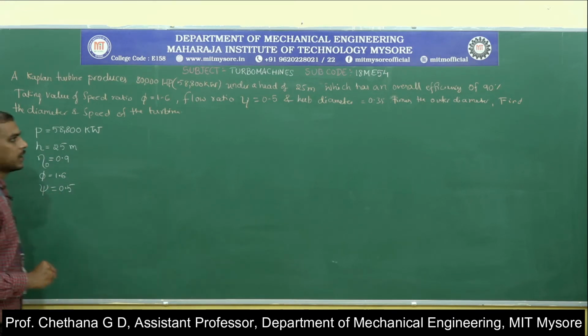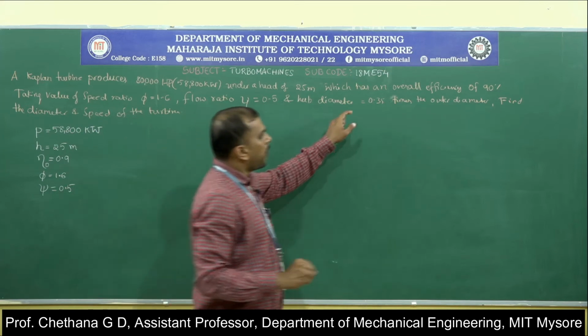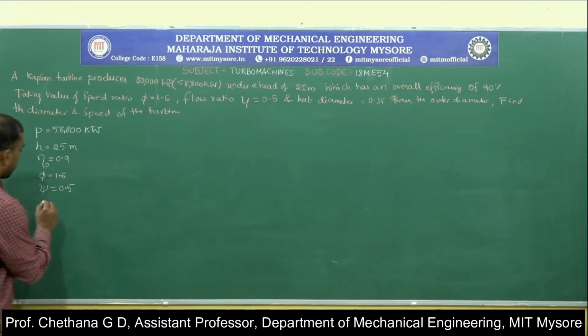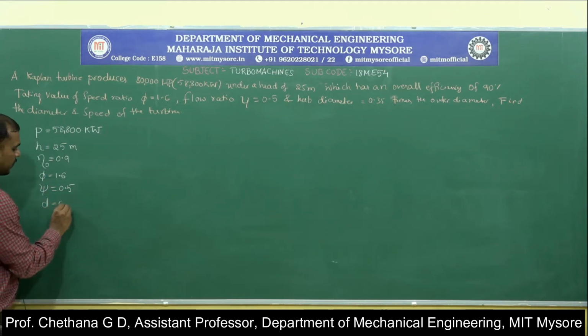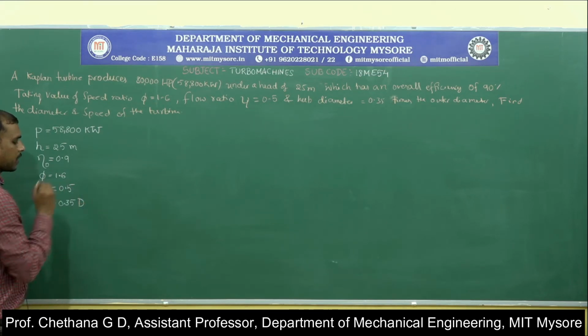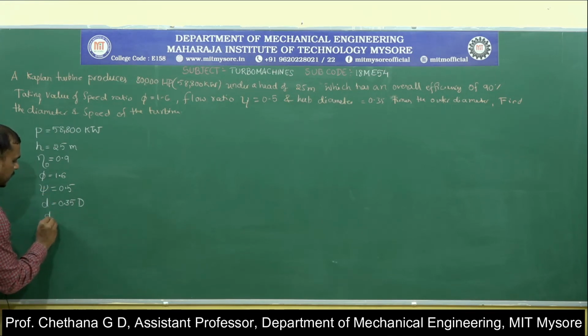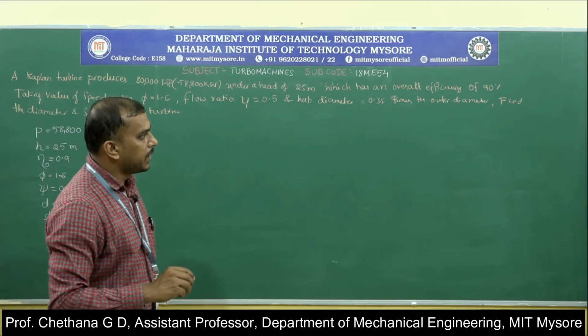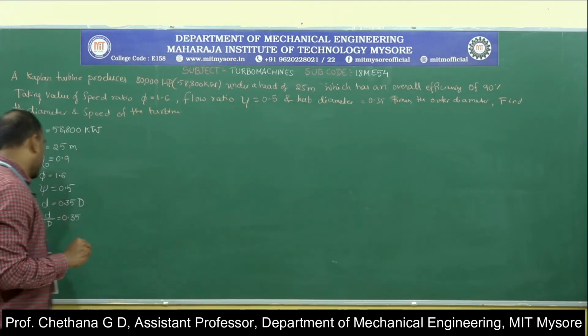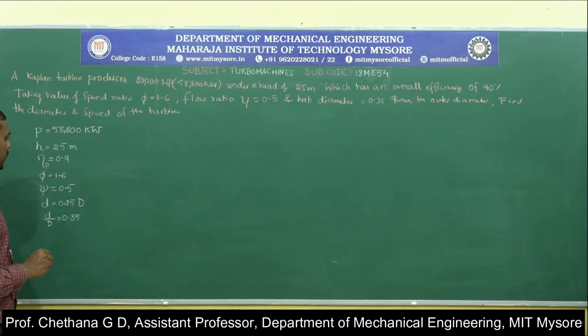Hub diameter is equal to 0.35 times the outer diameter. That is, hub diameter or boss diameter, small d, is equal to 0.35 times the outer diameter, or you can say d by D is equal to 0.35. Now as we discussed, the ratio of d by D is around 0.35 to 0.6. Now this is given as 0.35.